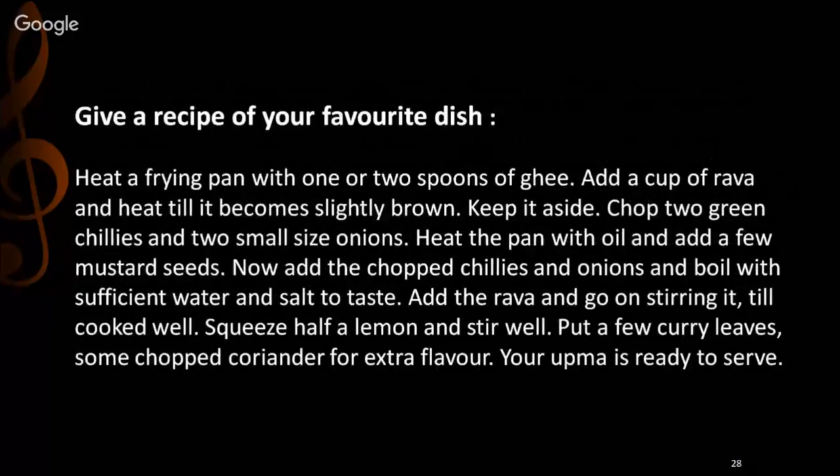A recipe of your favorite dish. This is another procedural paragraph. Heat a frying pan with 1 or 2 spoons of ghee. Add a cup of rava and heat till it becomes slightly brown. Keep it aside. Chop 2 green chilies and 2 small sized onions. Heat the pan with oil and add a few mustard seeds. Now add the chopped chilies and onions and boil with sufficient water and salt to taste. Add the rava and go on stirring it till it is cooked well. Squeeze 1/2 lemon and stir well. Put a few curry leaves and some chopped coriander for extra flavor. Your upma is ready to serve.